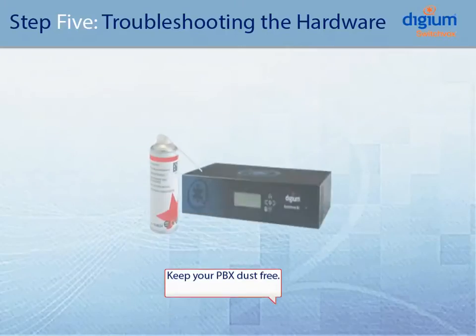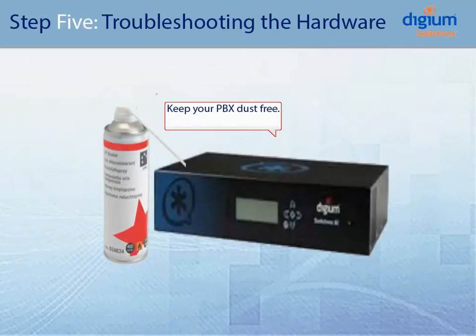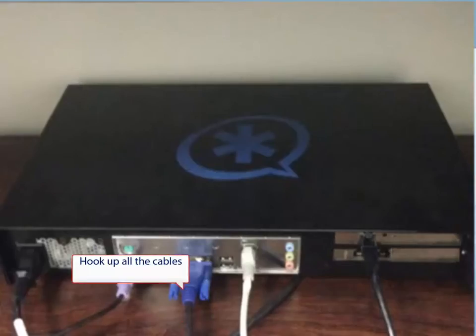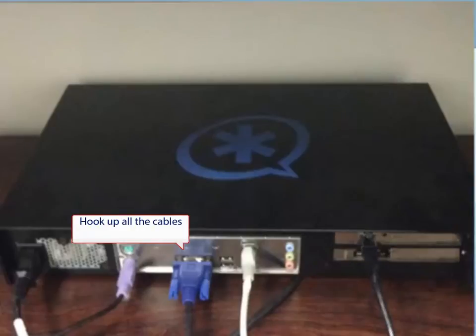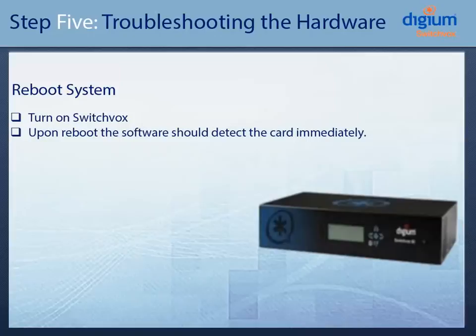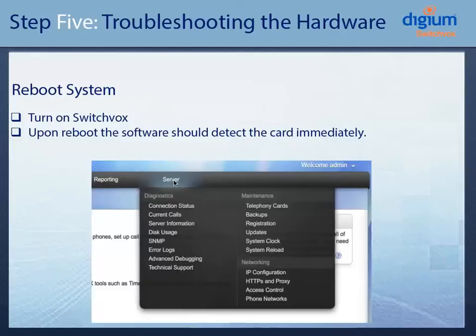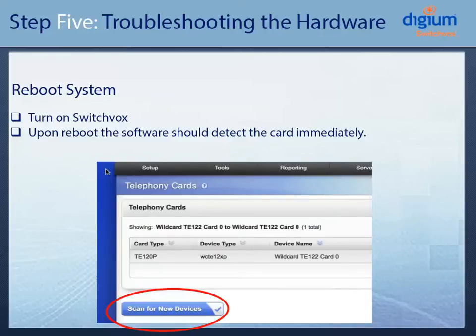Keep in mind, sometimes dust can get into the PBX, and ensuring your system is dust-free is also a best practice. Next, rehook up all the cables and reboot your system. Turn on the Switchvox PBX, and upon reboot, the software should detect the card immediately. If not, click on Server, then Telephony Cards, and click Scan for new devices.